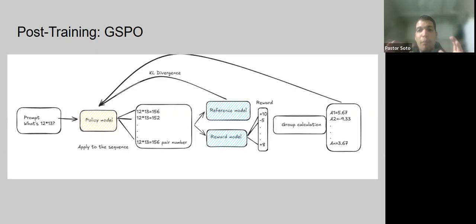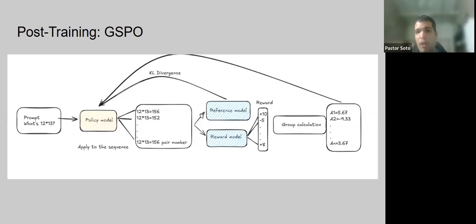So we want the model to behave within a certain range, and for that we use KL divergence. This is the purpose of the reference model: to understand if one of the responses is deviating a lot from the original model, and it penalizes the model for that. And we have another model, which is a reward model. What it does is that it evaluates each of the responses, and it generates a reward for the response.